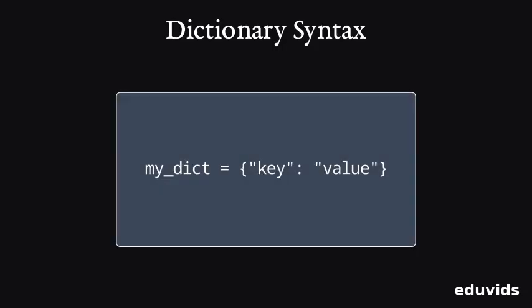A dictionary stores items as key-value pairs inside curly braces. The key acts like a label, the value is the data it protects, and you separate them with a colon. Dictionaries are mutable, so you can update them after creation, and they keep no fixed order.